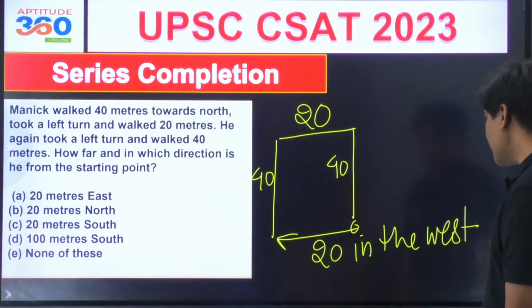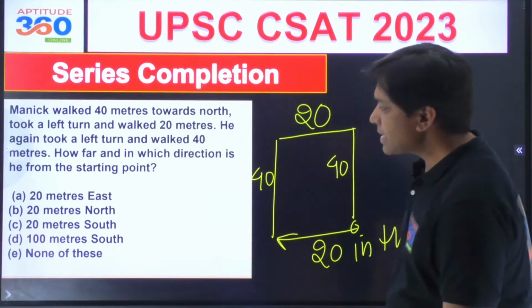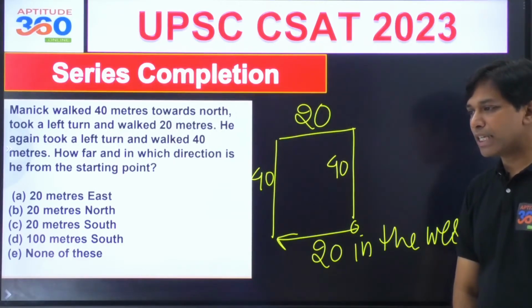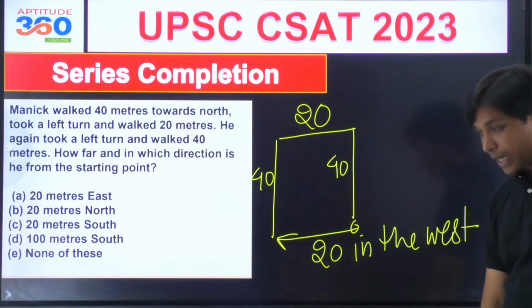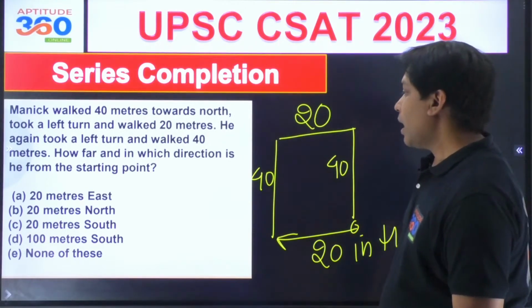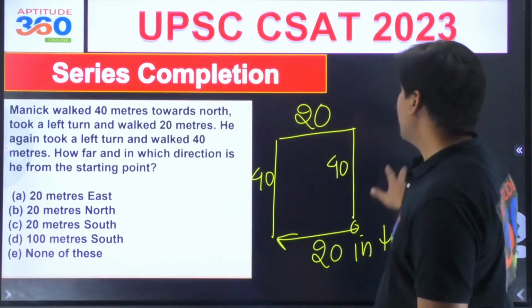My answer out here is coming out as 20 in the west. Who else is getting 20 in the west? Oh, Aradhana is also getting 20 in the west. So what should be the answer out here? It has to be E. Is that okay? Okay then, so this option out here should be E. Go ahead and solve this one.